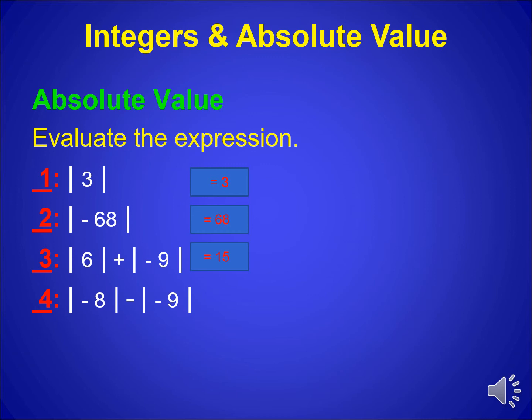Number 4, absolute value of negative 8 minus absolute value of negative 9. So the absolute value of negative 8 will be, yes, 8. And the absolute value of negative 9 will be, yes, 9. So 8 minus 9 equals negative 1.